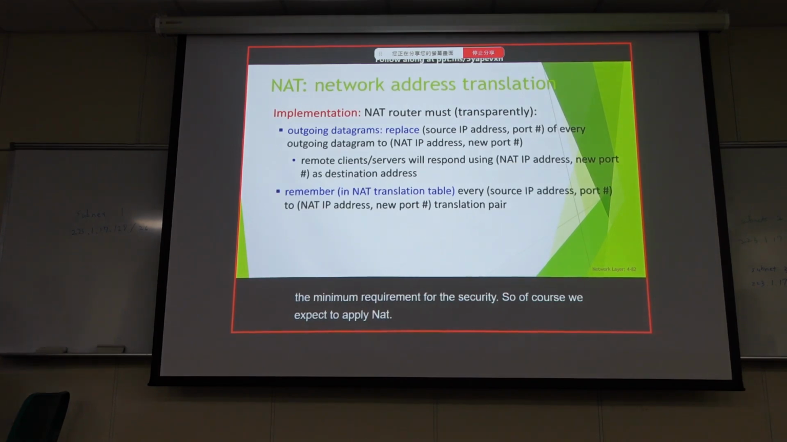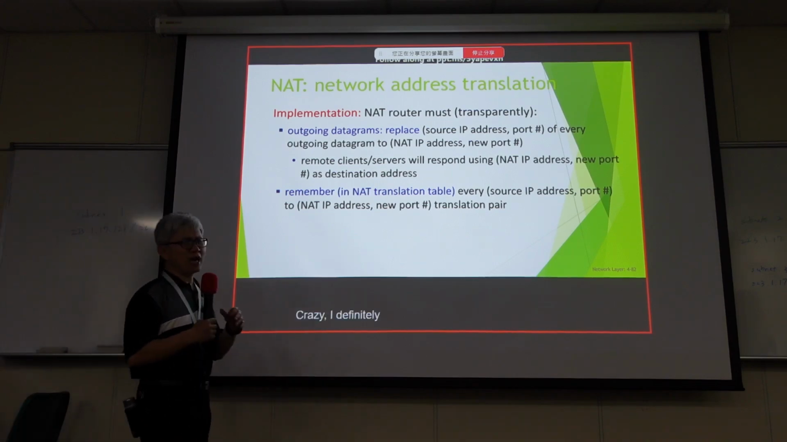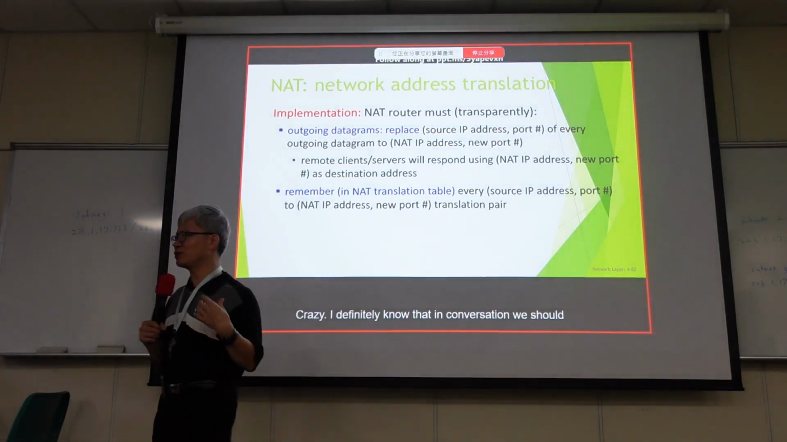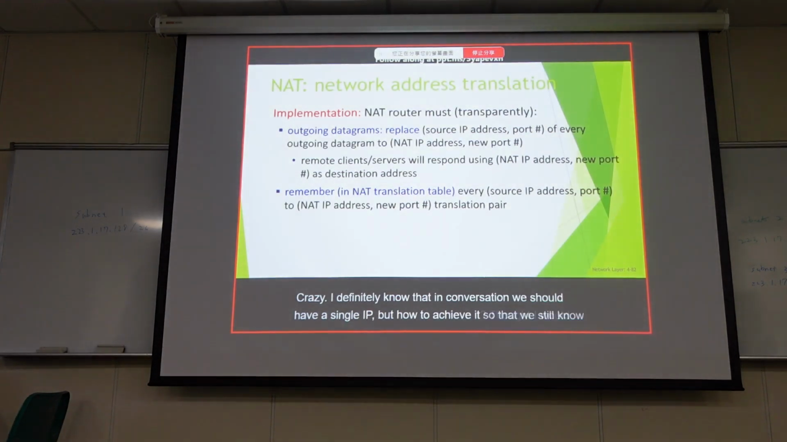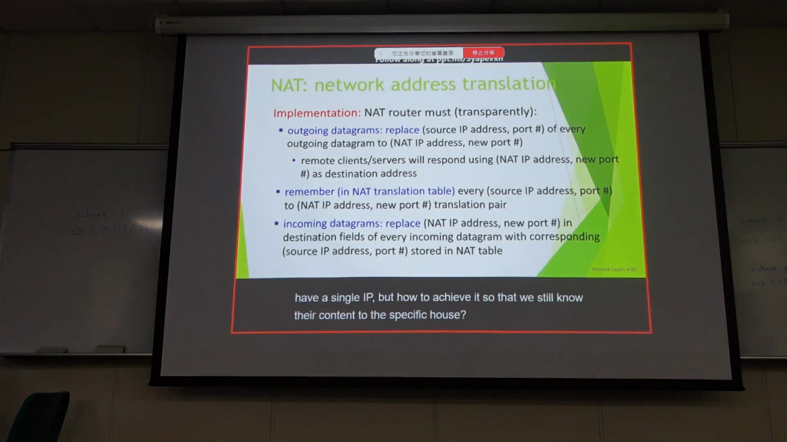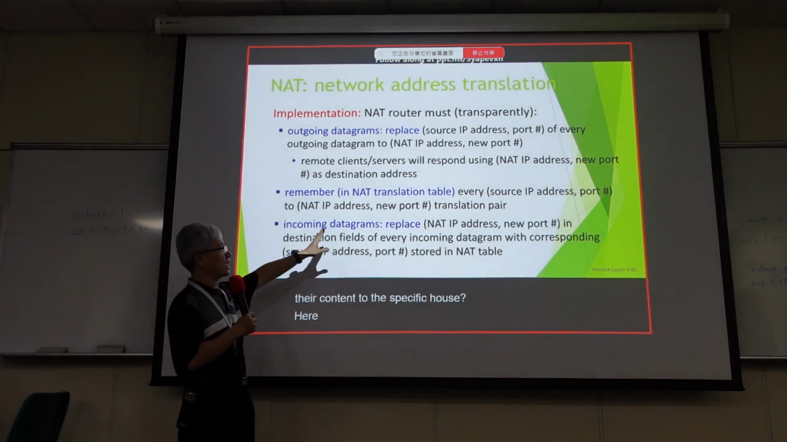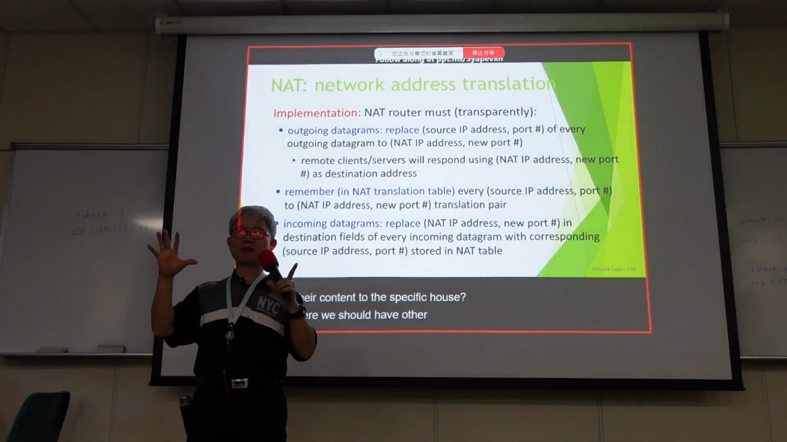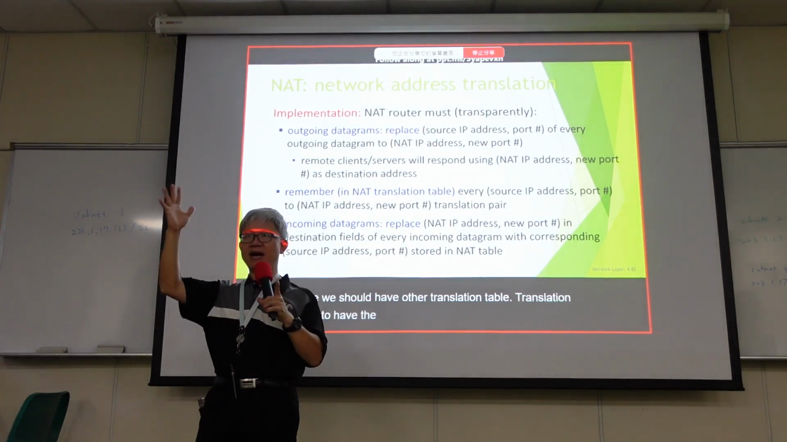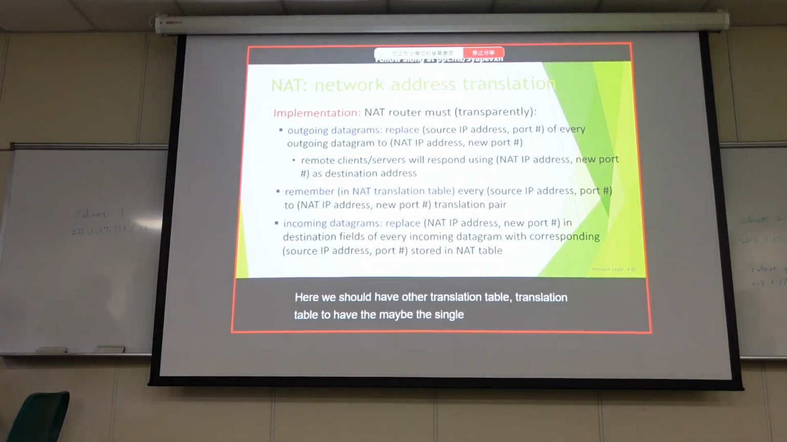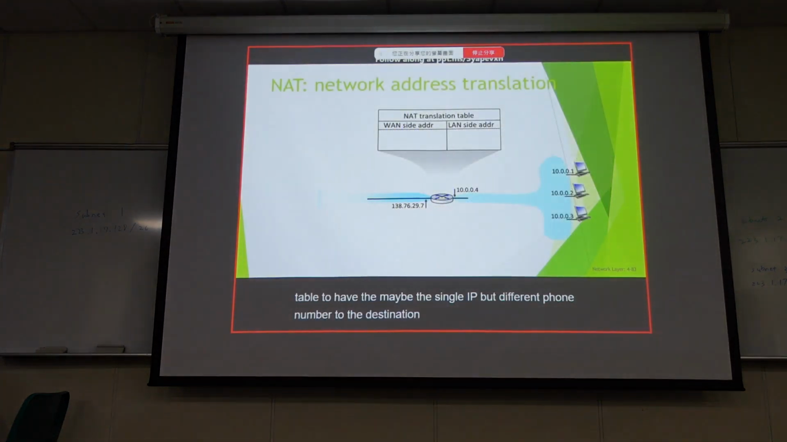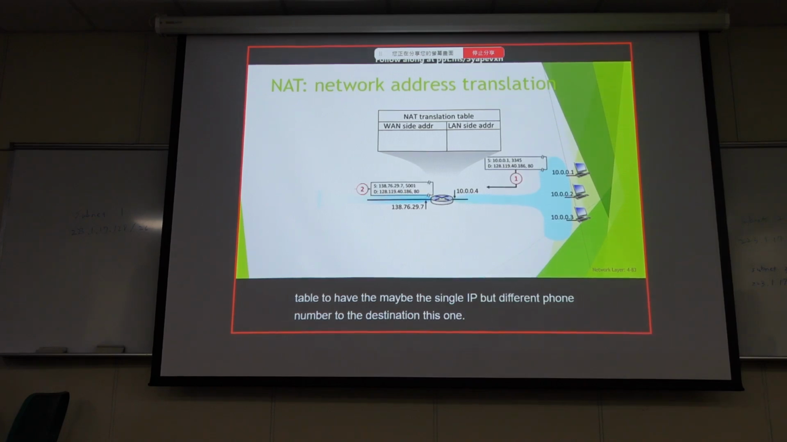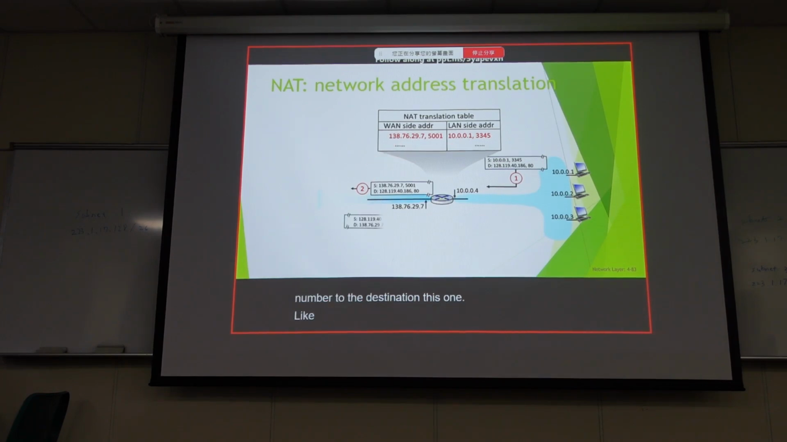Now, about the implementation. We should have a single IP, but how do we achieve it so that we still know the content goes to the specific host? Here, we should have the translation table. The translation table provides the mapping: the single IP, but a different port number to the destination. This one.